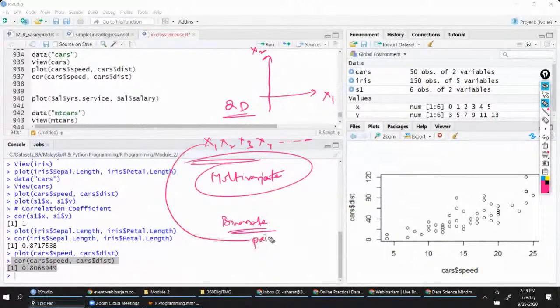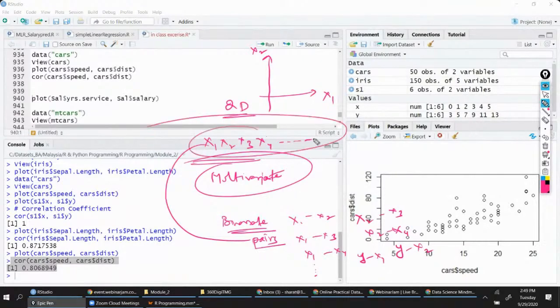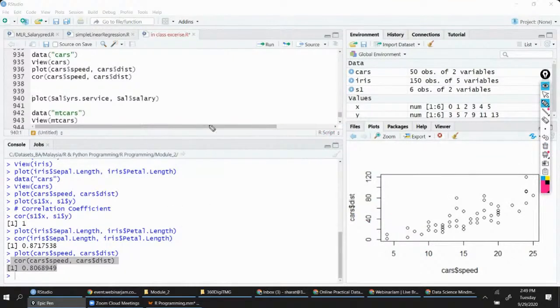So here we create pairs. We'll say x1, x2, x1, x3, x1, x4, and so on and so forth, and say y and x1, what is the relationship? Similarly, you talk about x2, x3, x2, x4, and so on, and then y and x2, right? So this way, we are converting your multiple variables into the bivariate case. Visualization is also done the same way.